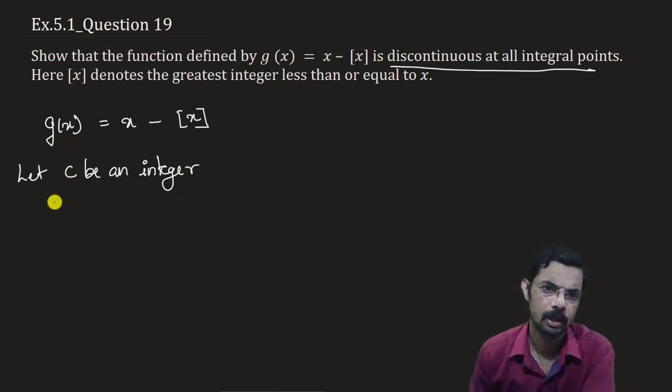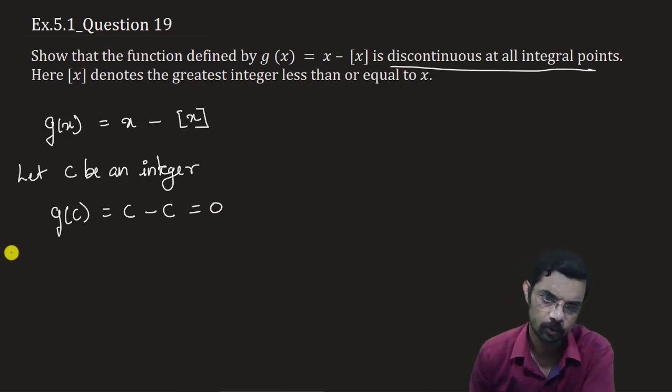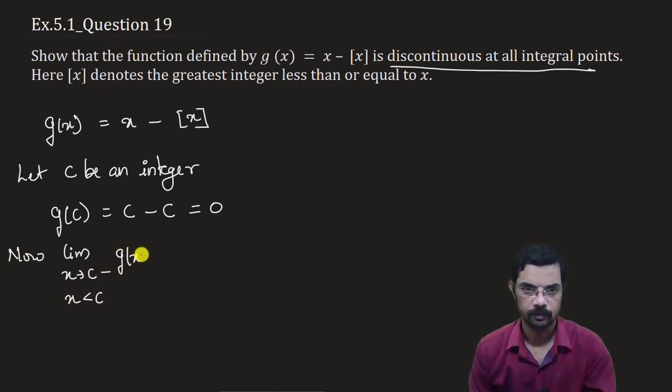Then what is the value of g of c? G of c will be equal to c minus bracket of c, and since c is an integer, the bracket of c will also be equal to c, and that will finally give you 0. Now, limit x tends to c from the left means x is less than c. Then what is the limit of g of x?